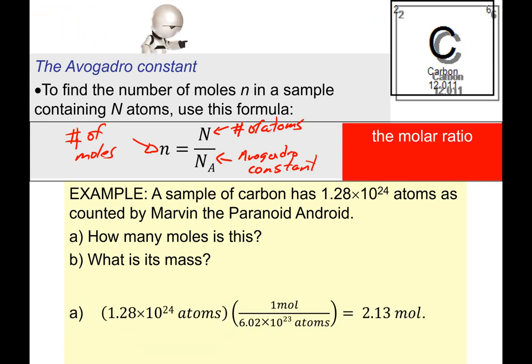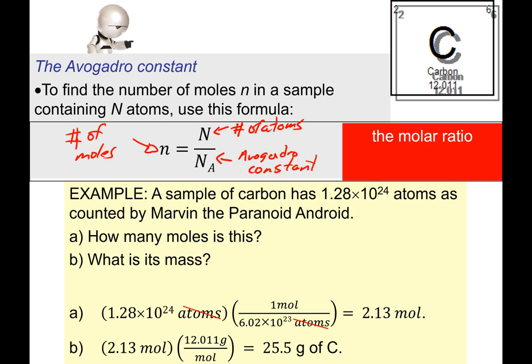The answer, A: all you do is take the number of atoms, use the conversion that 6.02 times 10 to the 23rd atoms is 1 mole, and you get an answer just over 2 moles. What is its mass? You just take that answer in moles, multiply it by the molar mass given to you by the periodic table, and you get the number of grams of carbon.